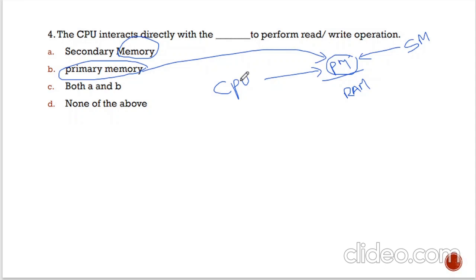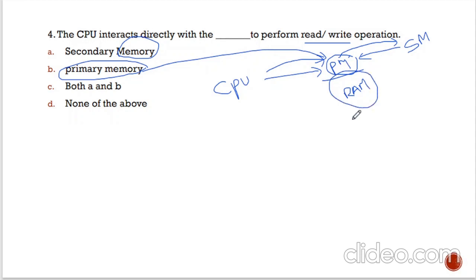After the CPU has done its processing, meaning either read or write operations, it will send the results back to the primary memory, along with whatever changes happened. Then, by use of RAM, that data will be stored in secondary memory. So that is the purpose of RAM.